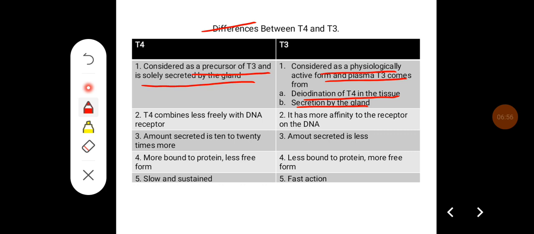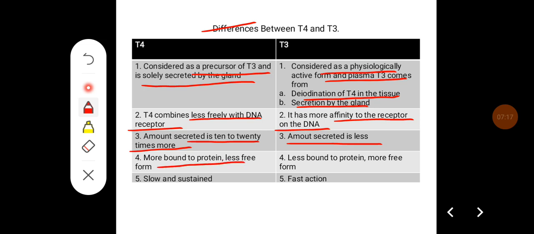T4 combines less freely with the DNA receptor, whereas T3 has more affinity to the receptor on the DNA. The amount of T4 secreted is 10 to 20 times more, whereas the amount of T3 secreted is less. T4 is more bound to protein and less in free form, and T3 is less bound to protein and more in free form. T4 has a slow and sustained action, whereas T3 has a fast action.